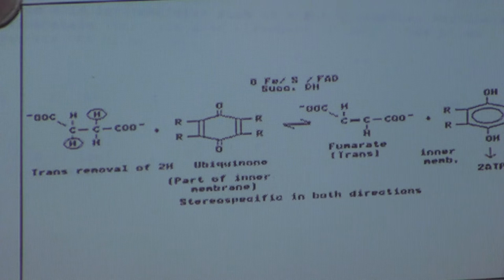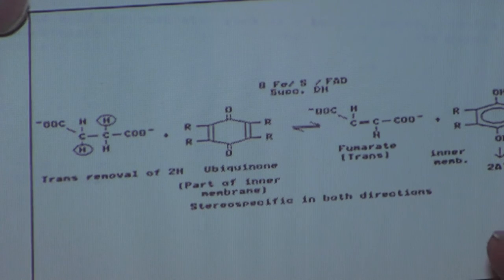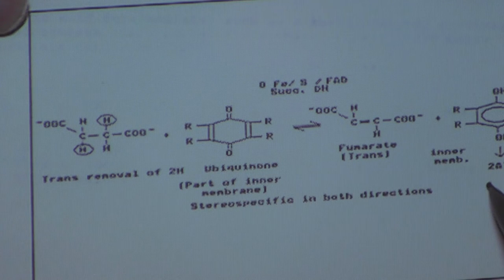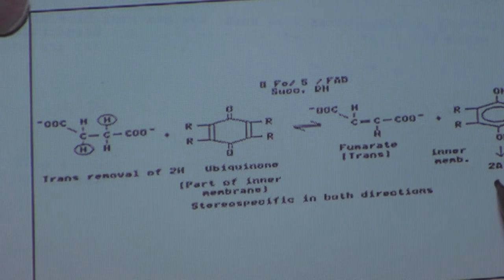And then what happens next is complicated. We just summarize and say that oxidative phosphorylation takes place and you make two ATP. That's the important part about this. You make two ATP.